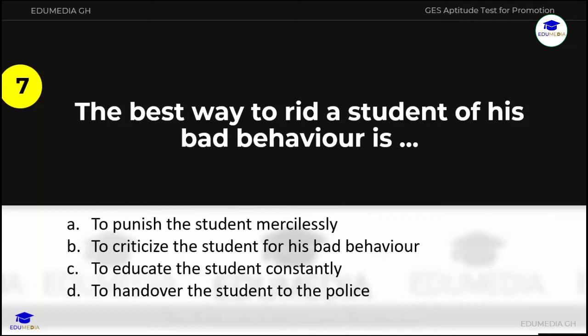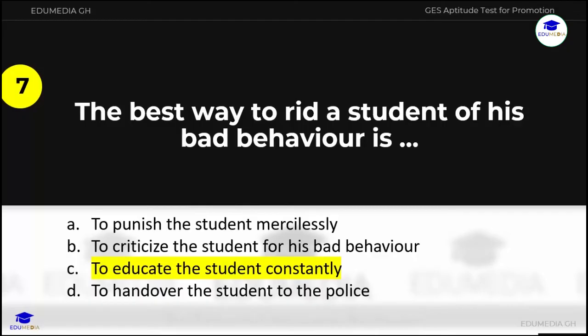Question number 7. The best way to rid the student of his bad behavior is A. To punish the student mercilessly. B. To criticize the student for his bad behavior. C. To educate the student constantly. And D. To hand over the student to the police. The correct answer is C. To educate the student constantly.